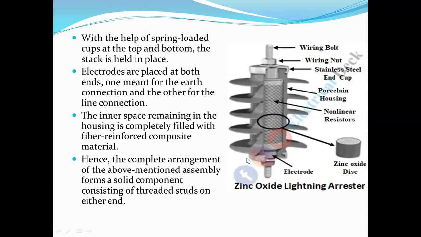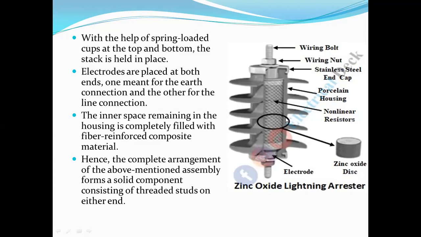Then these two are the electrodes. One is here, and another is here. Then the wiring bolt, wiring nut, then stainless steel end cap. So these are all the parts of this zinc oxide arrester.